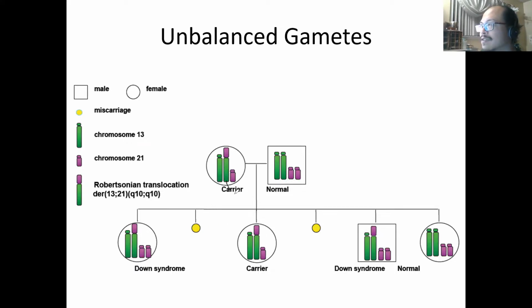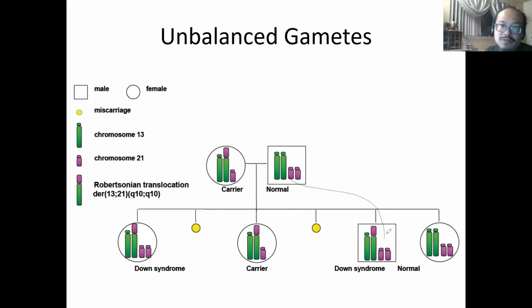And here we have this one here and this one here. So left side from the male. And here is this one here, and this one here. So the male will contribute 13 and 21. The female will contribute 13, whether that's the normal one or the abnormal one, and the 21. And this will contribute 13, 21, and the male will contribute 13, 21, right?